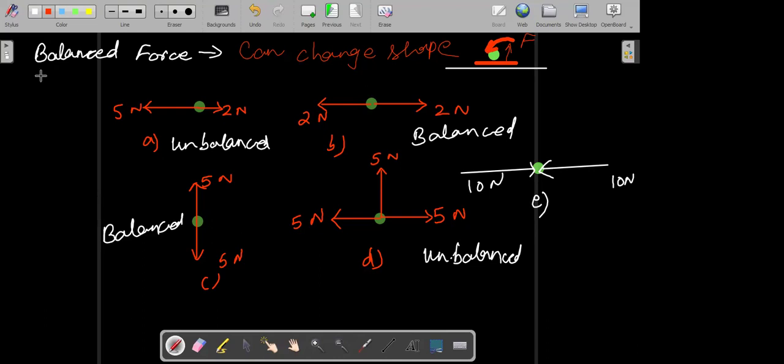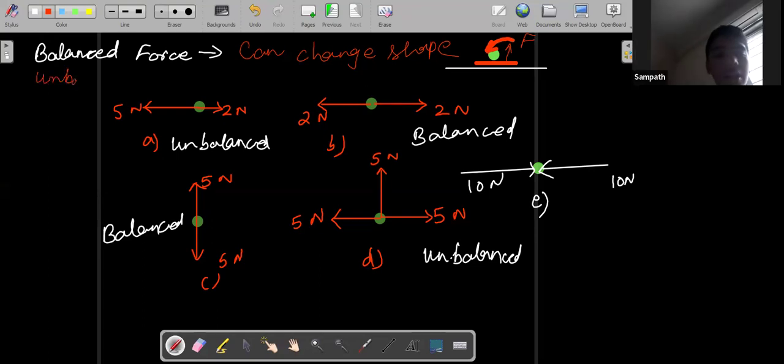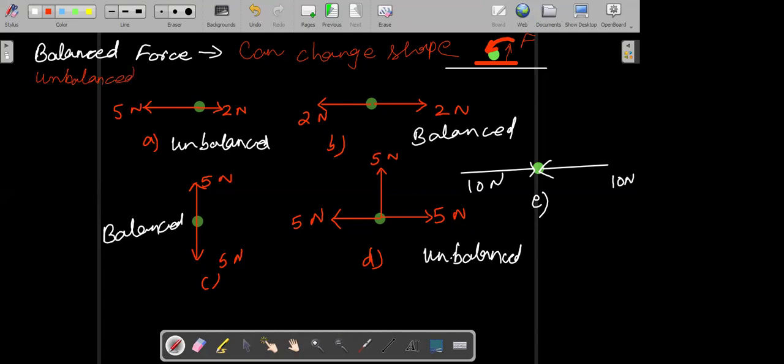So can you tell what the unbalanced forces will do? Sir, it will change the state of motion. Unbalanced forces, it will change the state of motion. See, every point, every word that we are saying will hold a significant meaning in the definition. So unbalanced forces change the state of an object, or say the state of motion.